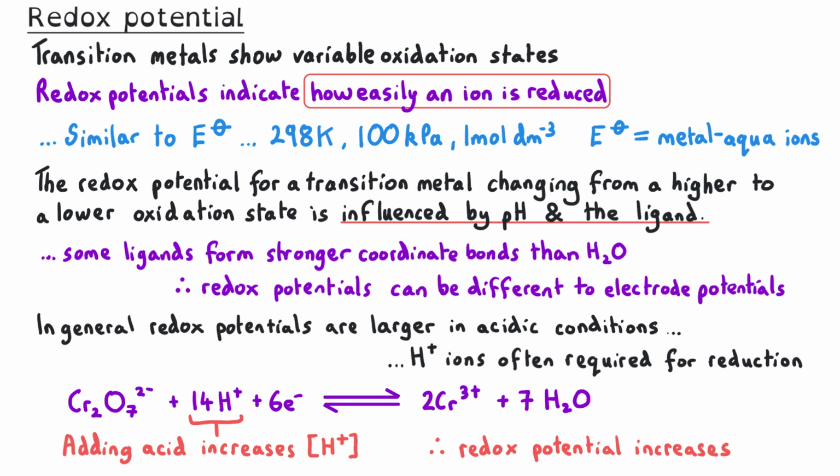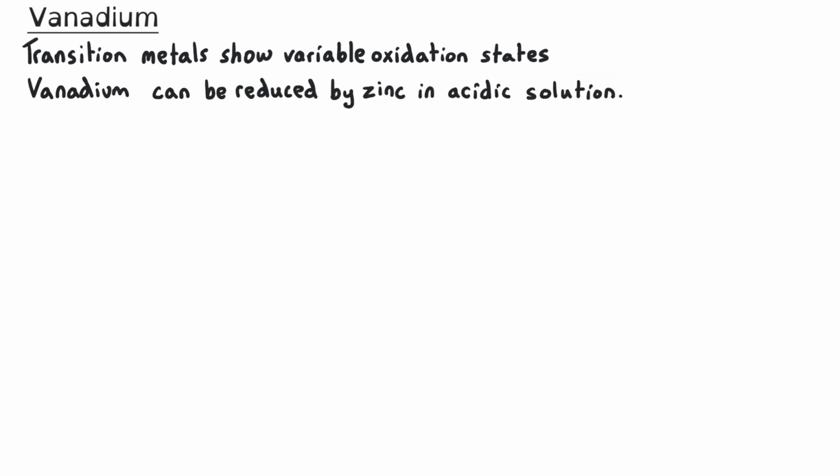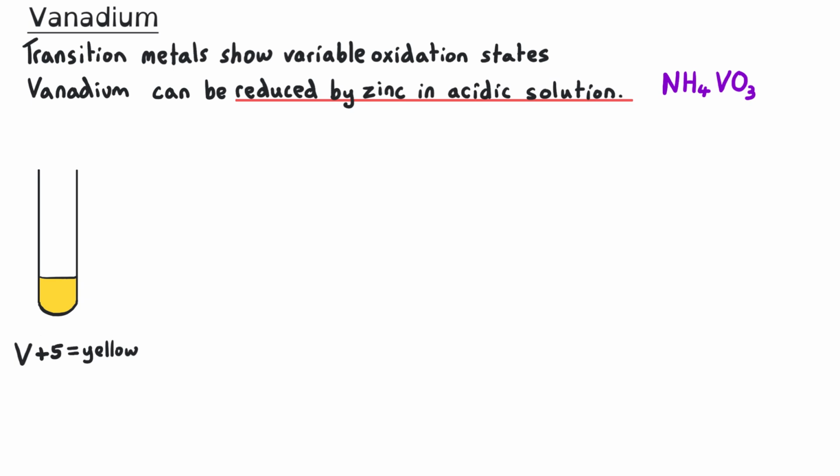In contrast, any added base would react with the hydrogen ions, thus decreasing the hydrogen ion concentration, and the equilibrium would shift to the left, and the redox potential would decrease. A common example of transition metals showing variable oxidation states is vanadium. In an experiment, you can reduce vanadium by reacting it with zinc in acidic solution. To do this, you would take a solution containing the vanadate 5 ion, for instance NH4VO3, and then you would add zinc to this solution.